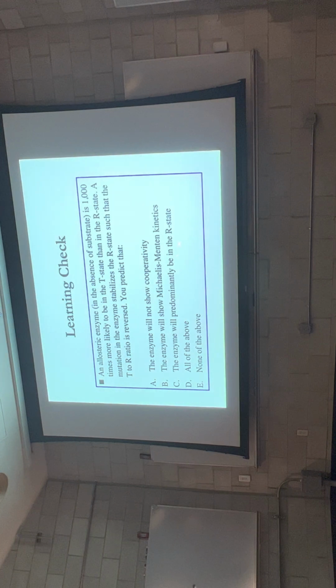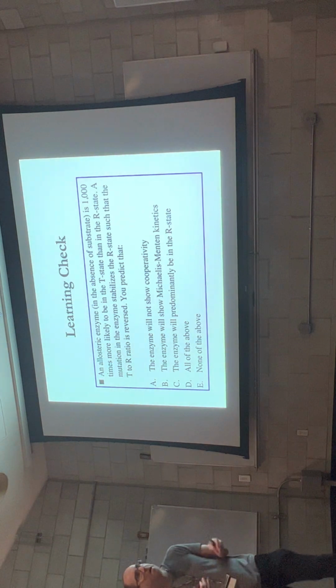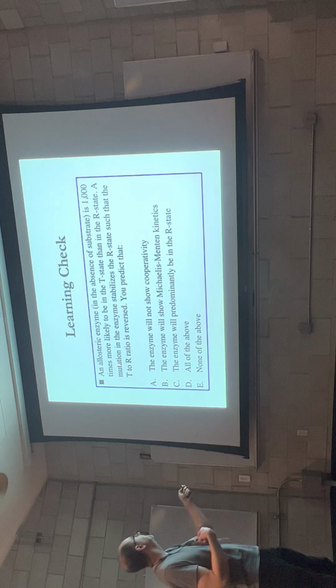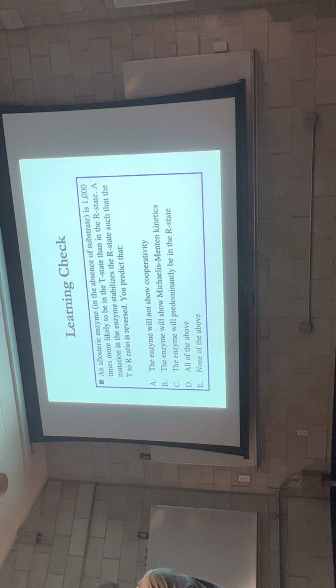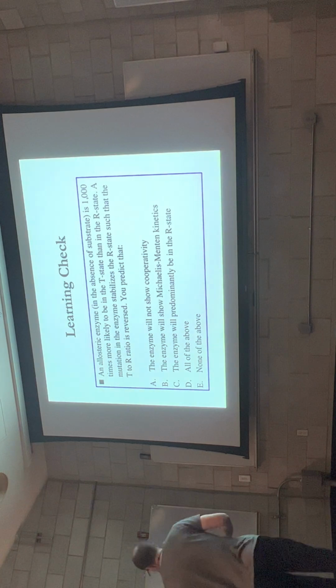And then the enzyme will predominantly be in the R state. Well, that makes complete sense because if the mutant stabilizes the R state, then that means that the enzyme will predominantly be in that conformation. So the answer was all the above. Very good.